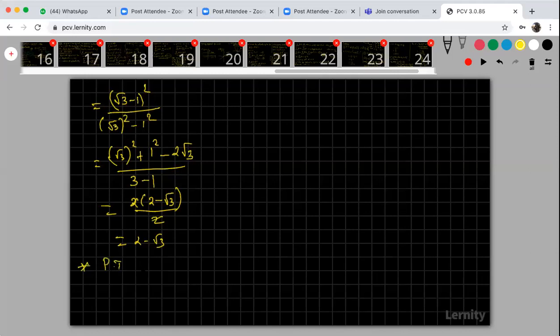Prove that cos of pi by 4 minus x, cos of pi by 4 minus y, minus sine of pi by 4 minus x, sine of pi by 4 minus y, is equal to sine of x plus y.